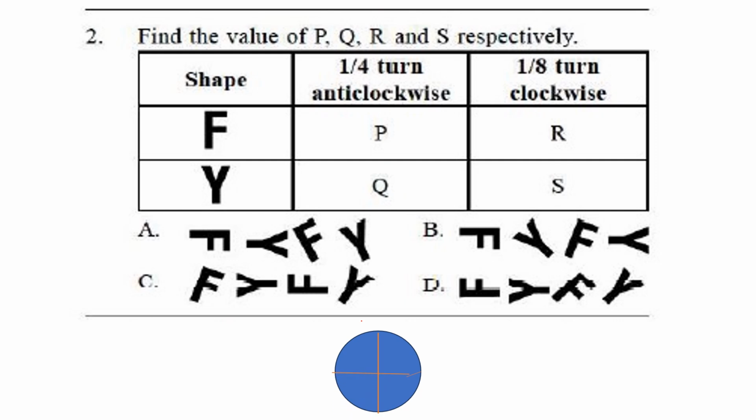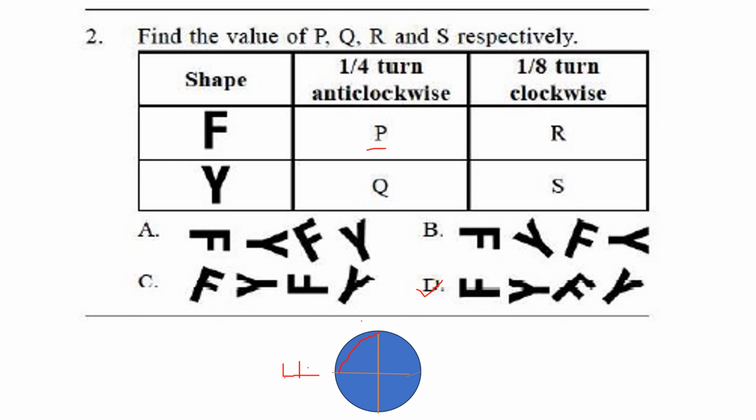if we rotate F 1 by 4 turn anti-clockwise, then we get P. If we rotate F, it will become like this. This is 1 by 4 anti-clockwise turn. So our answer is option D because only in this option F is like this. We can check others also.